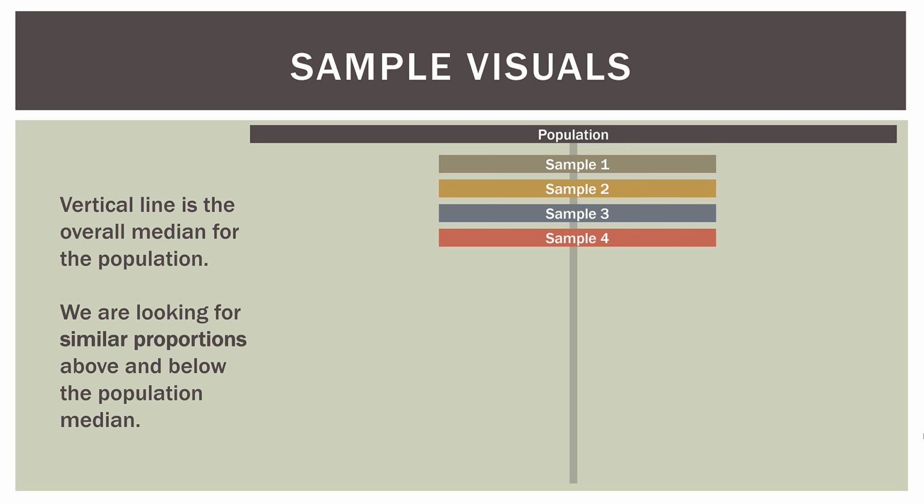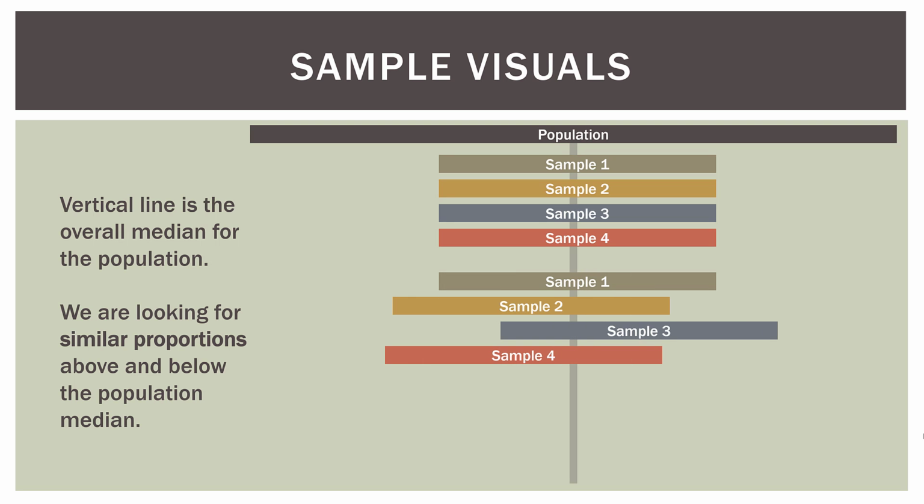We have 4 samples. We can see that for samples 1, 2, 3, and 4, we have approximately or exactly the same proportion of values below that median as above. Look at this second example. Here we can see that sample 1, sample 2, and sample 4 kind of look alike, but sample 3 seems to be a bit over to the right, and it has a higher proportion of observations above the median than the other 3.